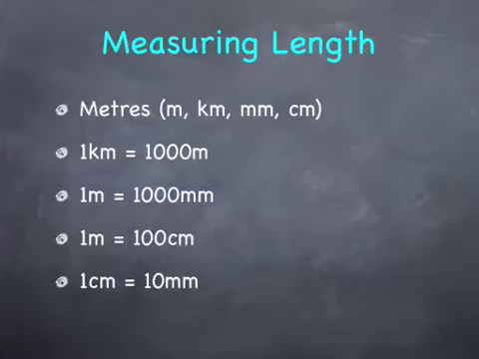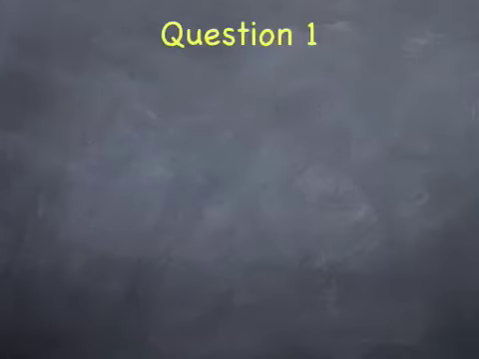Alright, so the first thing when we're doing a conversion, we need to think about the relationship between the two units that we're converting between. And if we know the relationship, we just then have to decide if we're going to times or divide. Okay, so that's the trick when you're converting between units of length.